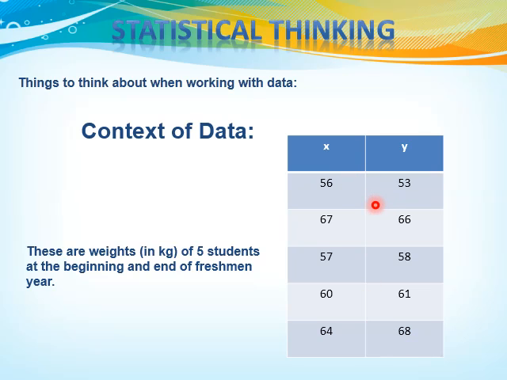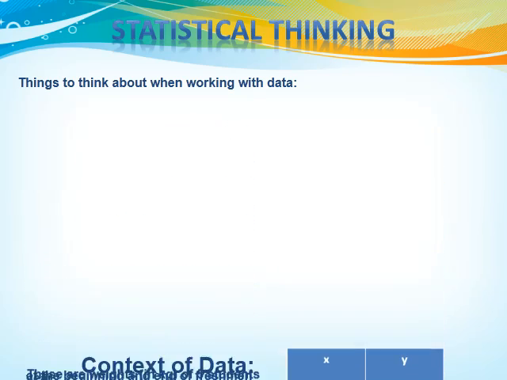So maybe we might find the average of all those differences and use that to suggest that the average difference, or the average amount of freshman gains, is whatever the number comes up to be. So the context of the data, what that data actually represents, can really change how we interpret that data and what we can do with it.